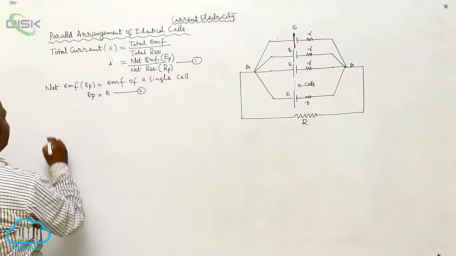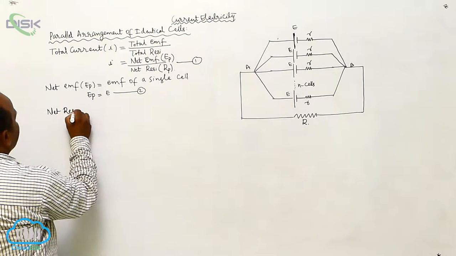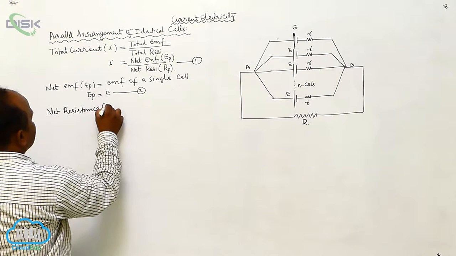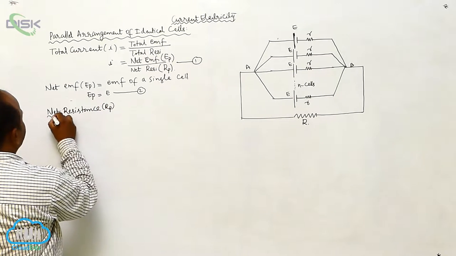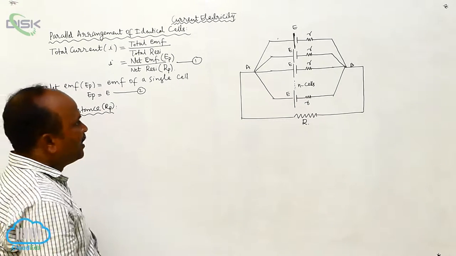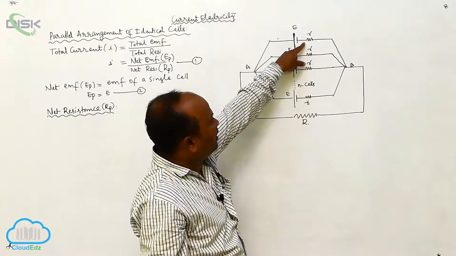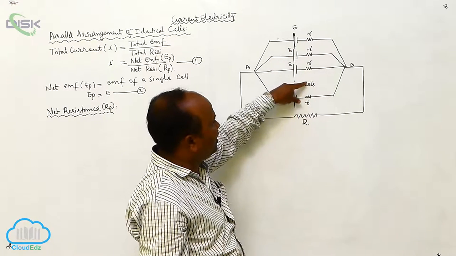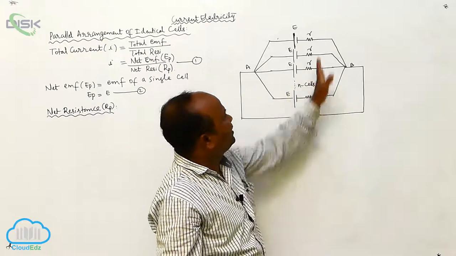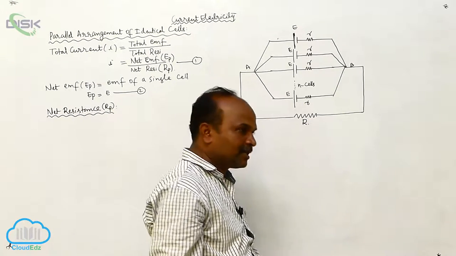Now, I want to calculate net resistance. Net resistance is called RP. We want to calculate the net resistance from that circuit. Here, the small r's are in parallel. The resultant of the parallel combination is in series with the R. Let us consider.